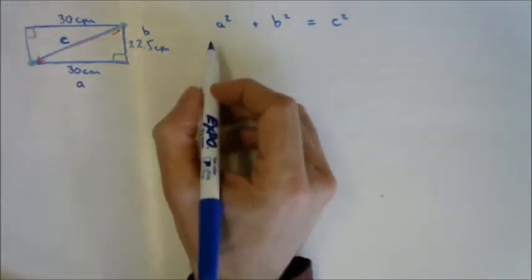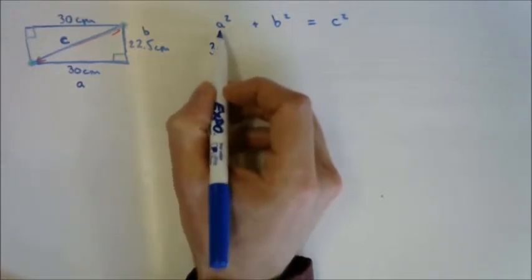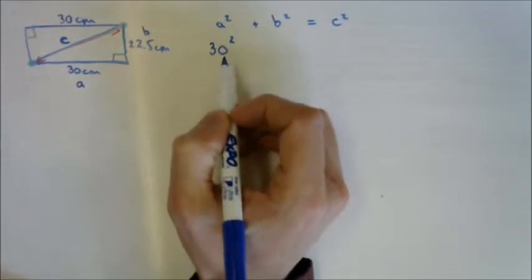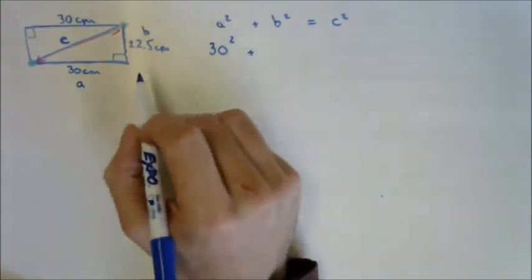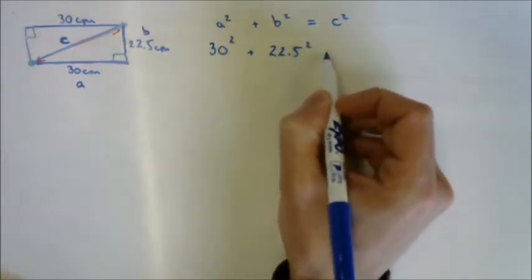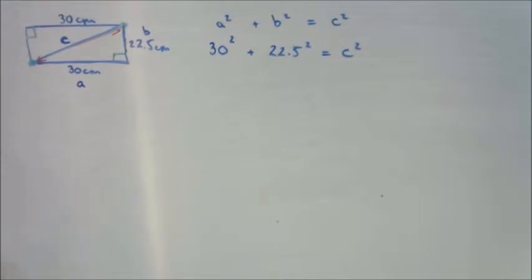So for A, we sub in 30, which means we still have that squared symbol. Okay? So we leave that there. For B, we're going to sub in 22.5, and we're going to have to square that. And that's going to equal C squared.